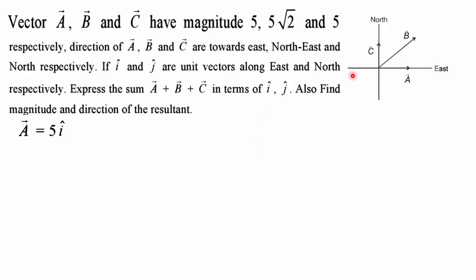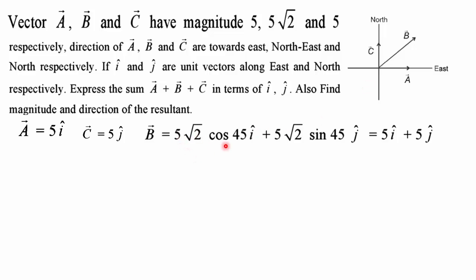So what is the value of a? a is along the x-axis, so I can write a equal to 5 i cap, because i is the unit vector in the x direction. Similarly for b, I can resolve b into two components, one in the x and one in the y axis. So I can write 5 root 2 cos theta i cap, where 5 root 2 is the magnitude of vector b.